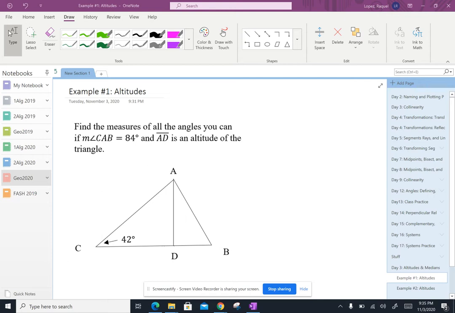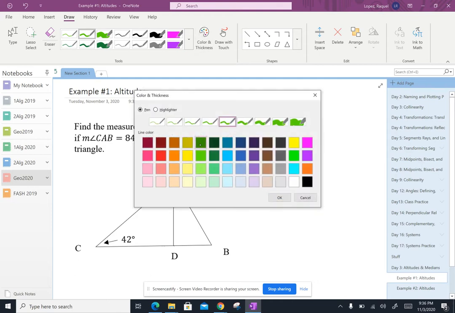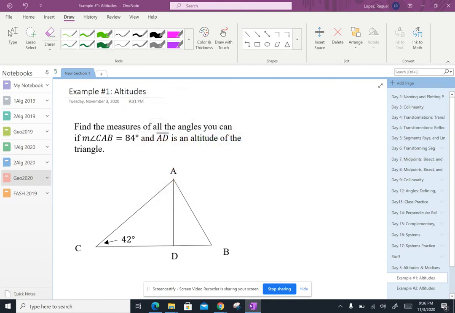So the problem reads, find the measures of all the angles you can if the measure of angle CAB is 84 and AD is an altitude of the triangle. Okay, so let's go ahead and label our diagram with some known information. They tell us that the measure of CAB is 84, so that's this whole angle. So that whole angle measures 84 degrees.